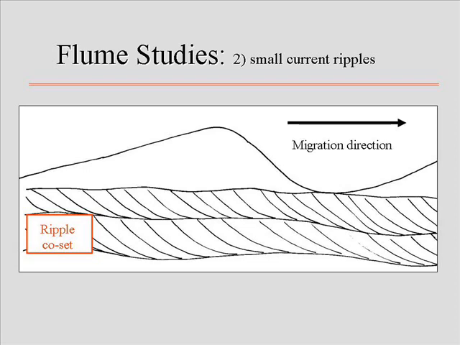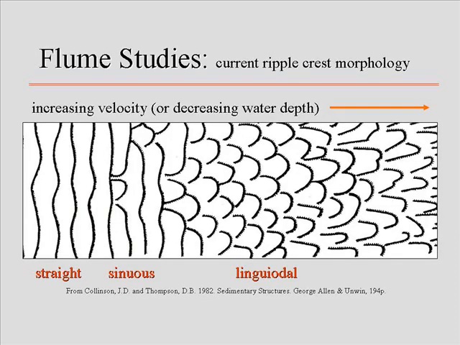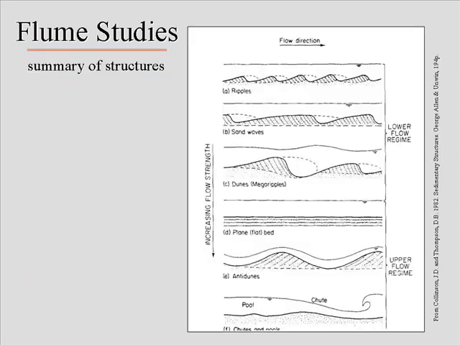We talked about the different patterns of ripples too, okay? And the ones we saw in the movie were more like this shape, linguoidal. The straight crested ones tend to form under lower flow regimes, and as you get to higher flow regimes, it goes from straight to sinuous to linguoidal, and ultimately to lunate. I'll show you some lunate ripples shortly too, okay? And then lastly, this was the diagram that illustrates all these structures together.